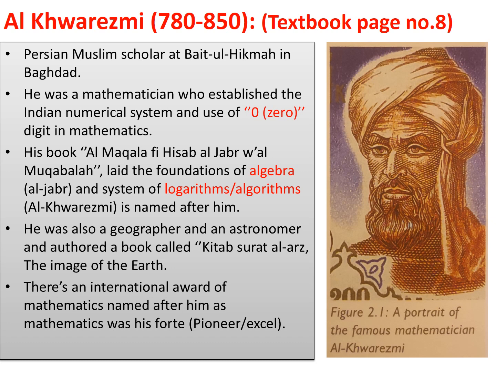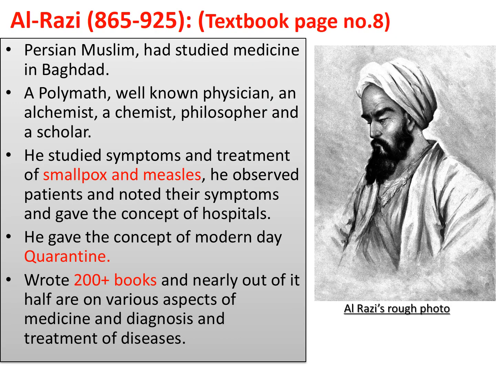Let's get to our next topic, which is Al-Razi. His life span was 865 to 925, textbook page number 8. He was also a Persian Muslim, and had studied medicine in Baghdad. In comparison to Al-Khawarizmi, who was a mathematician, an astronomer, and a geographer, Al-Razi was a medical student. He studied medicine in Baghdad, a polymath.